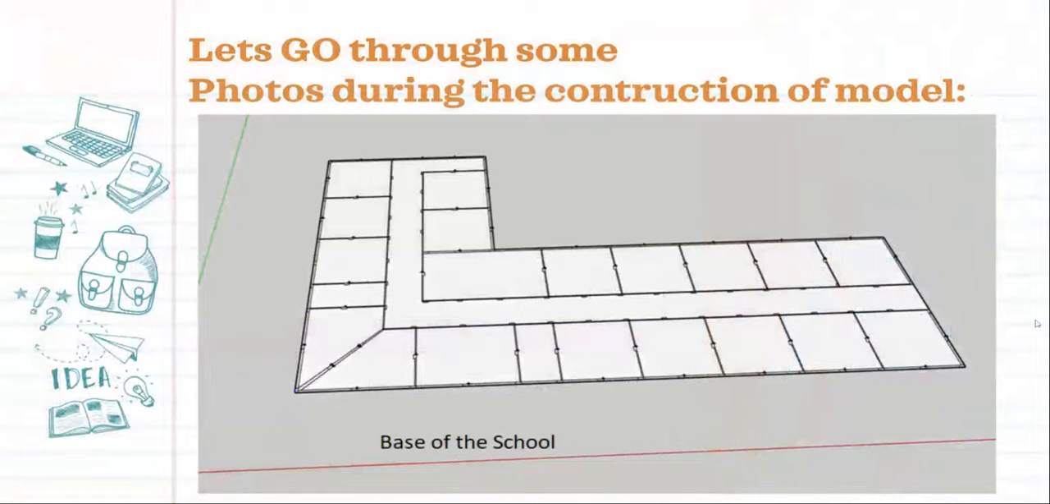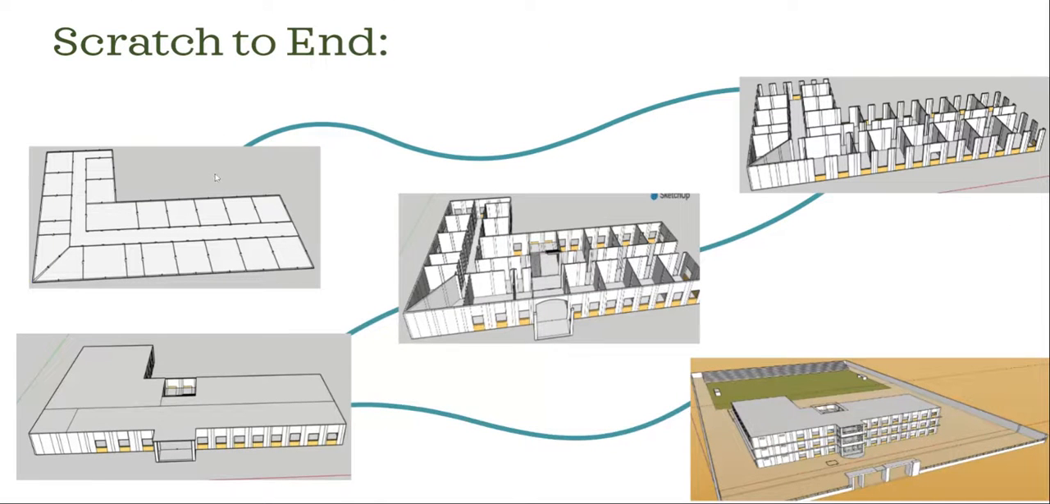Now let's go through some of the photos taken during this construction. This was taken at a very early stage when we had just constructed the base. The spots that you can see along these lines are actually the spots for the pillars. Over here you can see all the pictures that we took during the construction of the model. Here you can see from the base we went to the construction of the ground floor that was completed, and then slowly we built up the whole school.